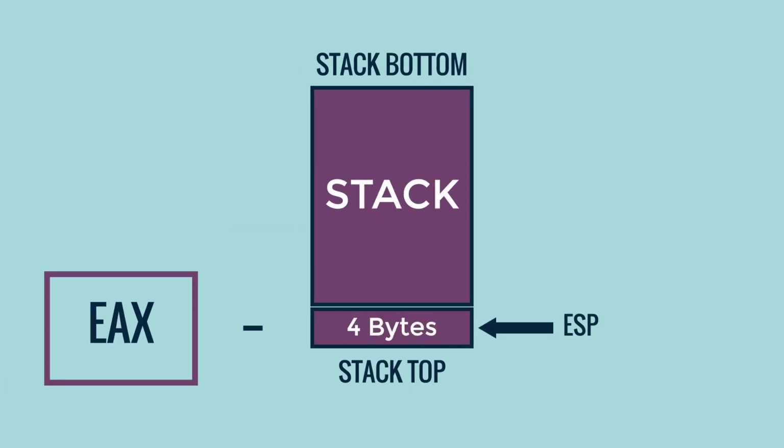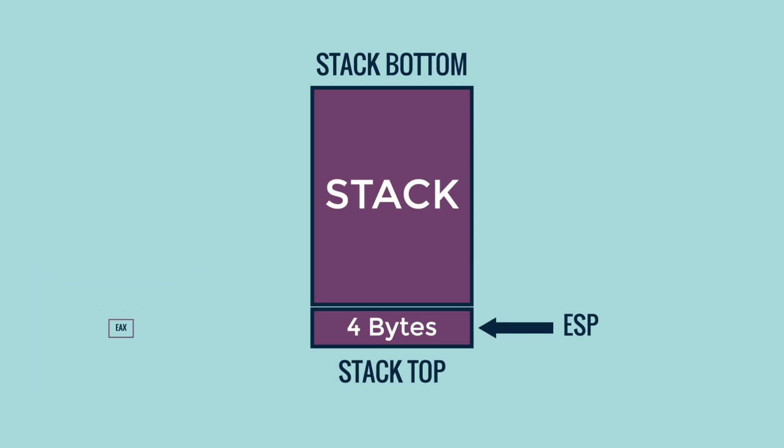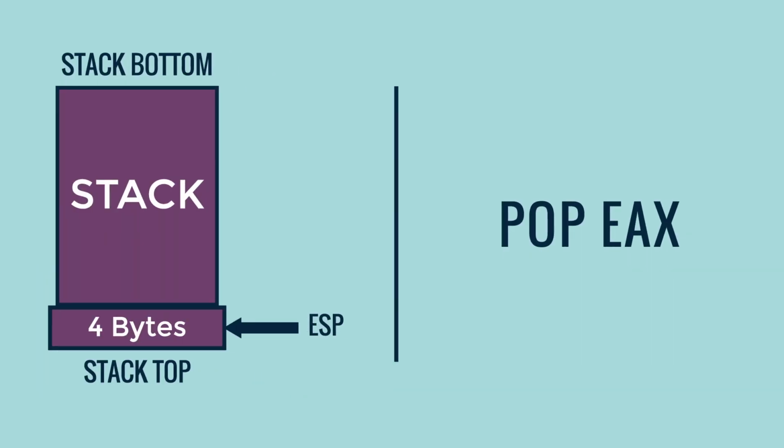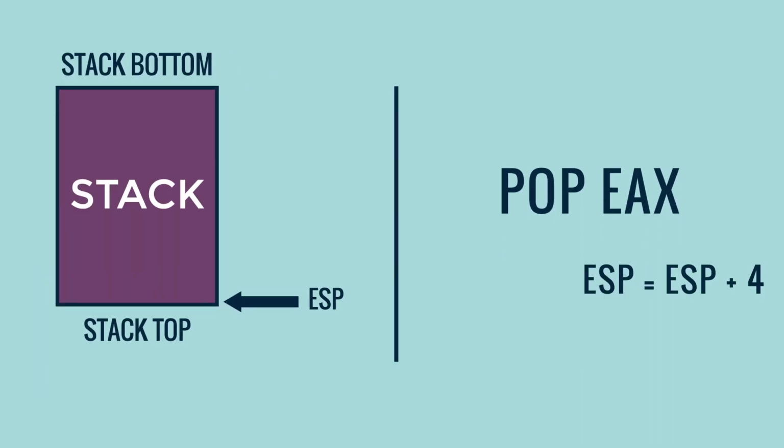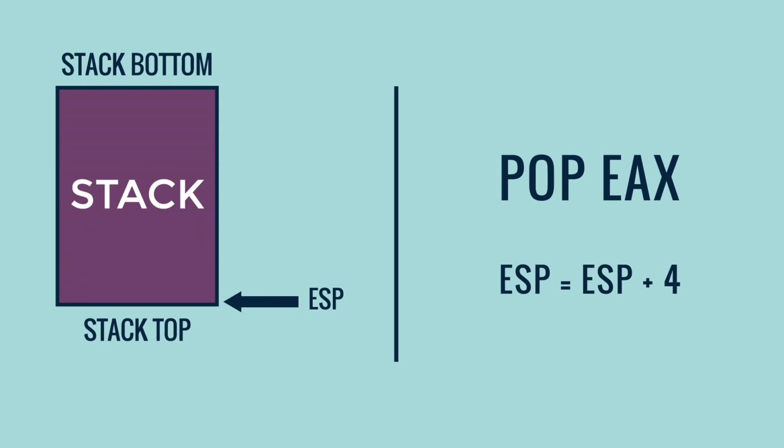The pop instruction will do the opposite. It will first copy the 4 bytes of data from top of the stack to register, and it will deallocate the 4 bytes by simply adding 4 to the value of ESP. Whether we push or pop data on top of the stack, the ESP register will always point to it.